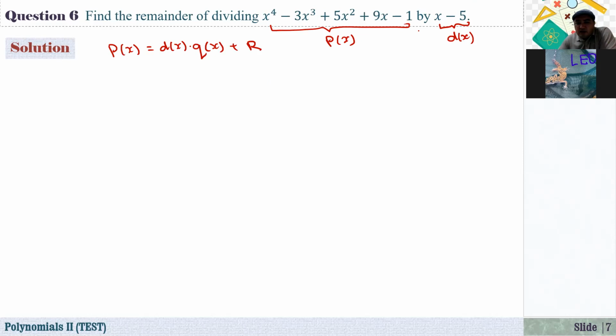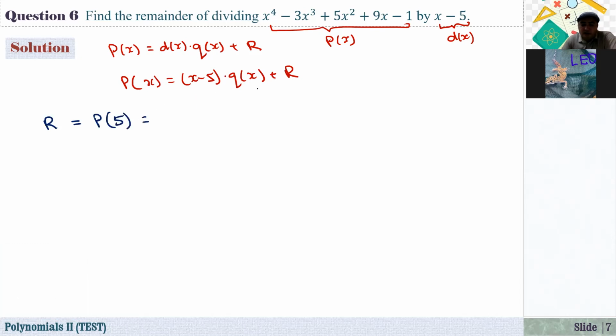Since our divisor is x minus 5, I can write p of x as x minus 5 times q of x plus the remainder. And see here, if x is equal to 5, this q of x disappears from the equation, and only the remainder is left on the right-hand side. So now we use the remainder theorem. The remainder is equal to p of 5, because when x equals 5, q of x disappears. So simply we have to evaluate our polynomial function at x equals 5.